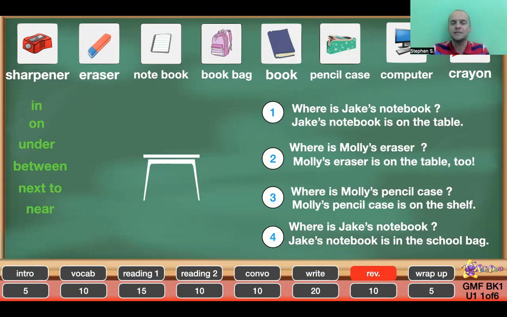That's why I've made the review, as you can see, 10 minutes. The review is quite long because I want to really work with the students and reinforce and make sure that everybody understands exactly how it all works. As you can see, it says there for number 2, where's Molly's eraser? Molly's eraser is on the table too. If that's something you want to help the kids understand, that's great. It's a great opportunity to do so.